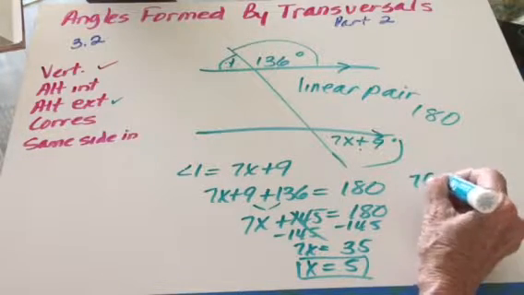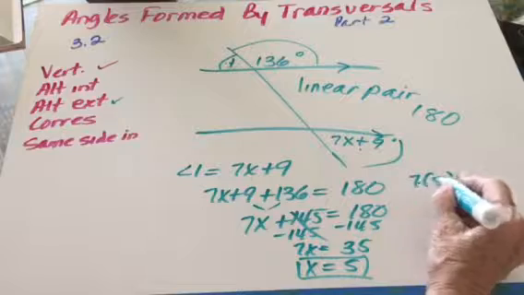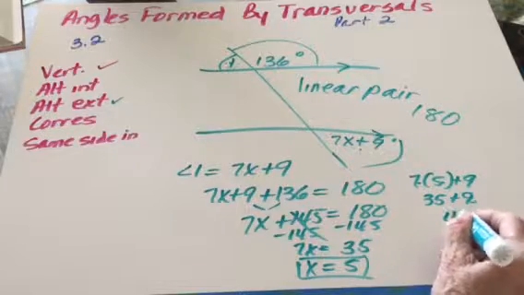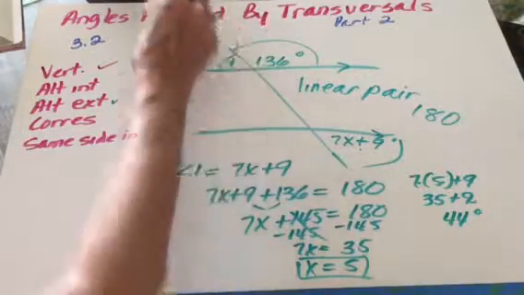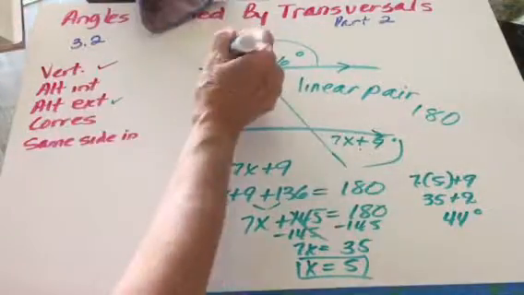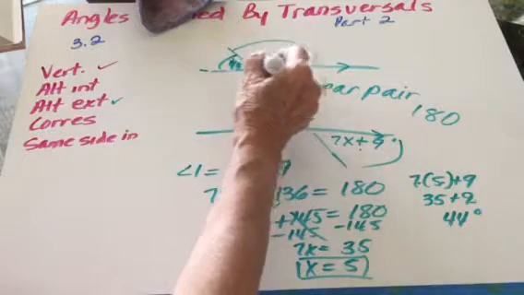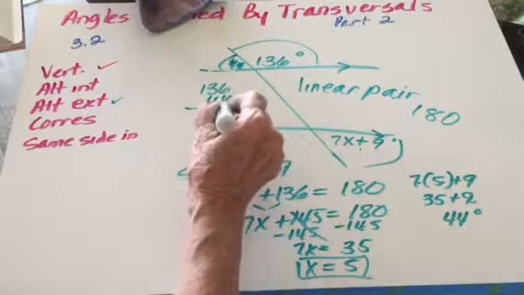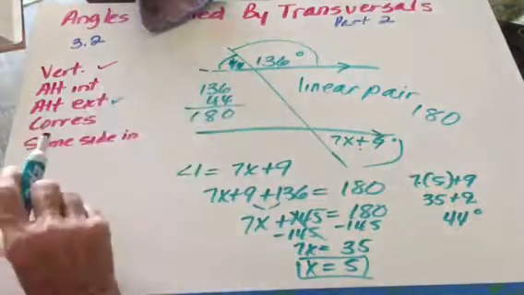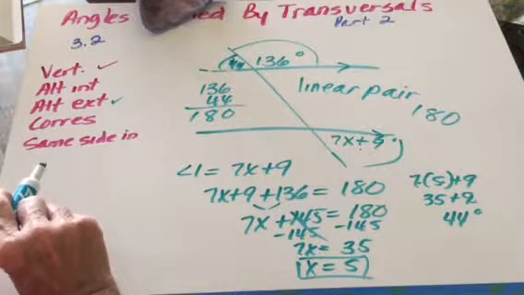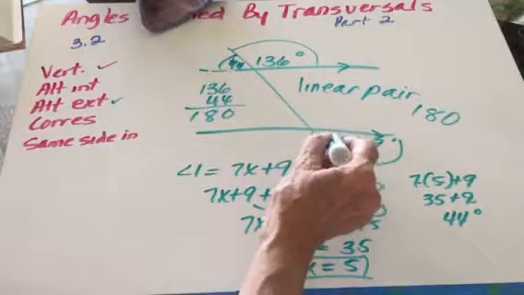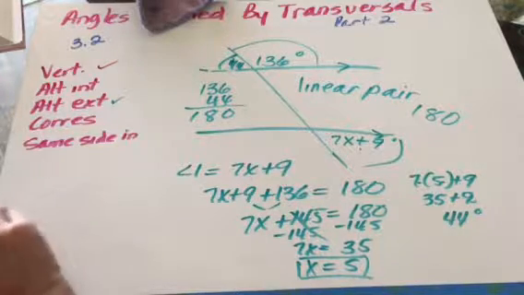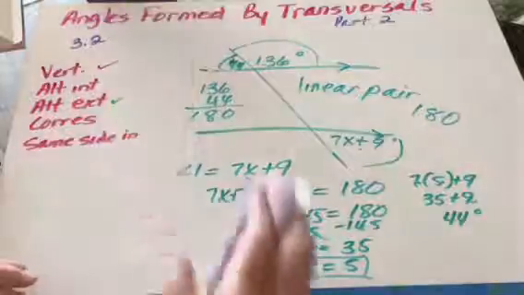So x equals 5. By the way, how much is that whole thing? Well, 7 times 5 plus 9. 35 plus 9 is what? 44 degrees. Now, how about this? Watch this. So that's 44. 136 plus 44. It better equal what? What does it have to equal? It has to equal 180. And it does. See that? Isn't that interesting that just because you know what a vertical angle, what an alternate exterior and interior, and a corresponding, you can solve it. All right.